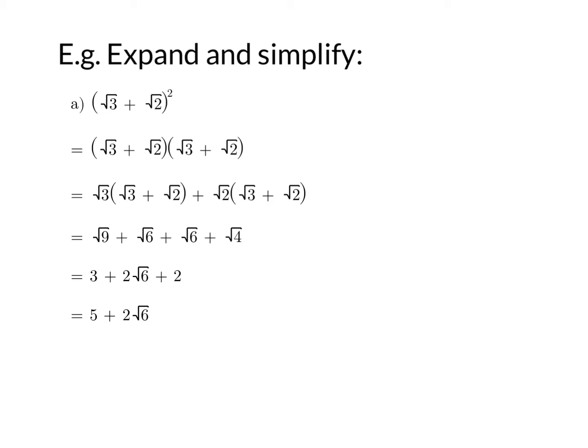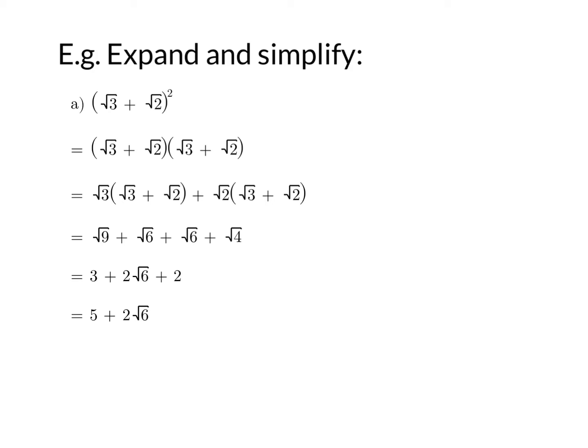So with surd 3 plus surd 2 all squared, we can write that as two brackets next to each other because they're both the same bracket. We put the surd 3 from the first bracket out the front of the second bracket, and then the surd 2 out the front of the second bracket. Expanding, so surd 3 times surd 3 is surd 9, surd 3 times surd 2 is surd 6, surd 2 times surd 3 is surd 6, and surd 2 times surd 2 is surd 4.